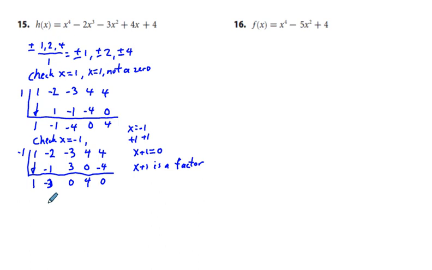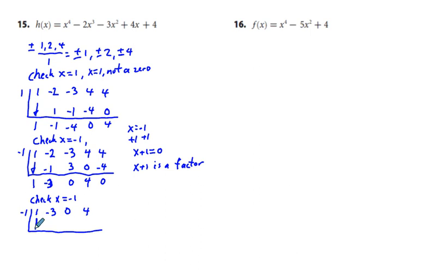Okay, next. We're going to check x equals negative 1 again. But this time we're going to check what we have left over, which is 1x cubed minus 3x squared plus 0x plus 4.